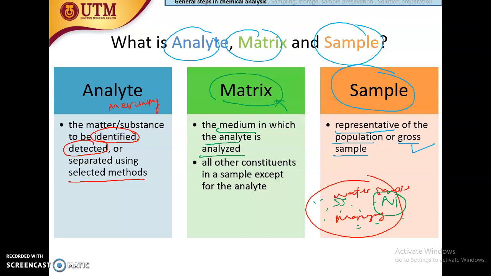The question is, is the matrix supposed to be inside that? It's not. It's in there in the first place because it's endogenous, but it's our job to get rid of all this suspended solid, nickel, whatever inside this. Why do we want to get rid of them? Because it makes our life easier when we want to do chemical analysis using an instrument. We want to eliminate all these constituents inside the sample except the analyte. We only want the mercury inside it. Everything else, just remove.